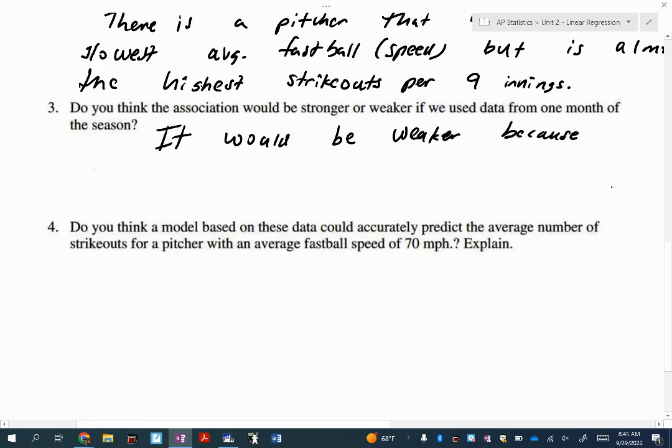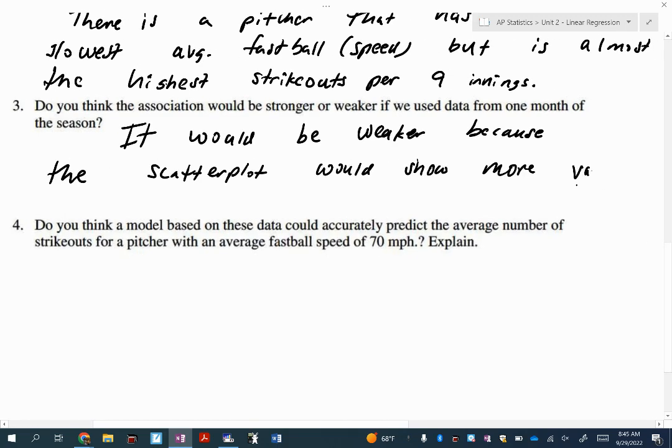because the scatter plot would show more variation. All right, so really what you need to think is there'd be more dots and they'd be more spread out, there would be more scatter. And the more spread out they are, the weaker that relationship is. Okay? That's good with that?